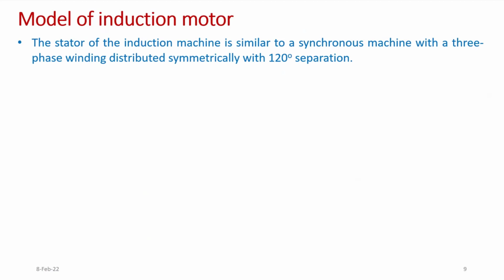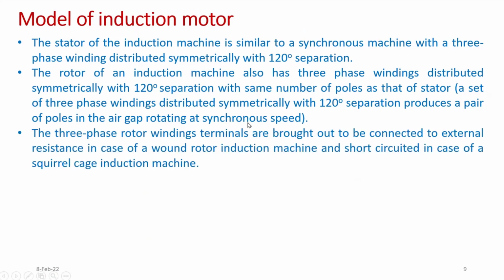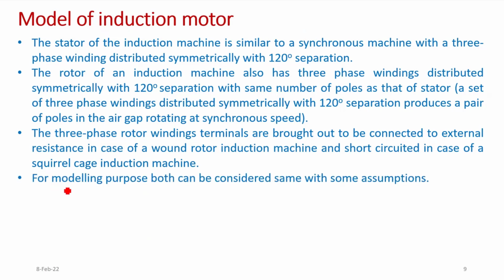In case of induction motor, we know the stator of the induction machine is similar to the synchronous machine, with a three-phase winding distributed symmetrically with 120-degree separation. The rotor of an induction machine also has three-phase windings distributed symmetrically with a 120-degree separation, with the same number of poles as that of the stator. A set of three-phase windings distributed symmetrically with 120-degree separation produces a pair of poles in the air gap that rotates at the synchronous speed. The three-phase rotor winding terminals are brought out to be connected to external resistance in case of a wound rotor induction machine, and short-circuited in case of a squirrel cage induction motor. Of course, from the design point of view, this is the fact. So for modeling purposes, both can be considered the same with some assumptions.